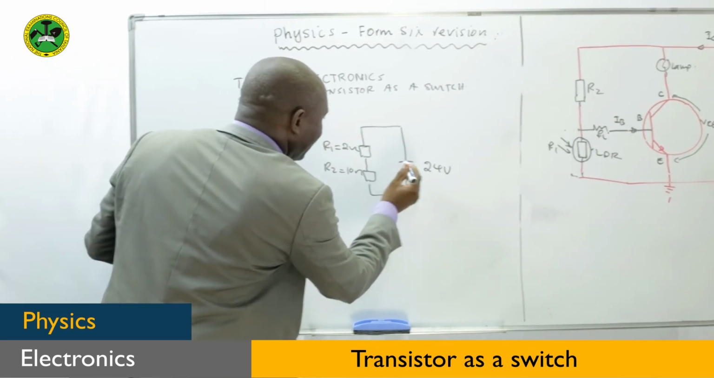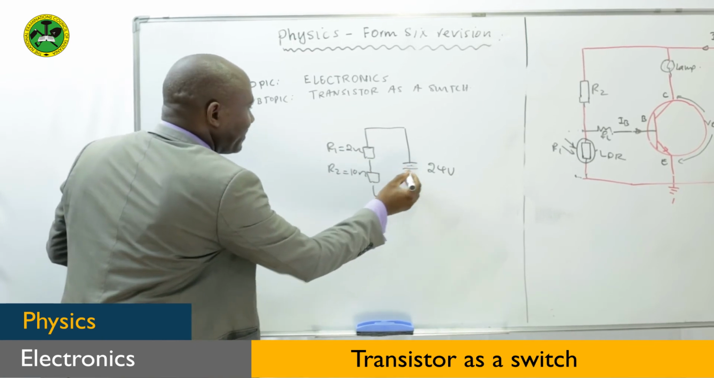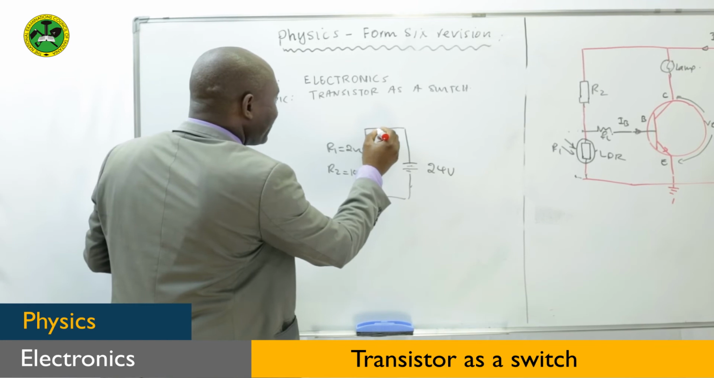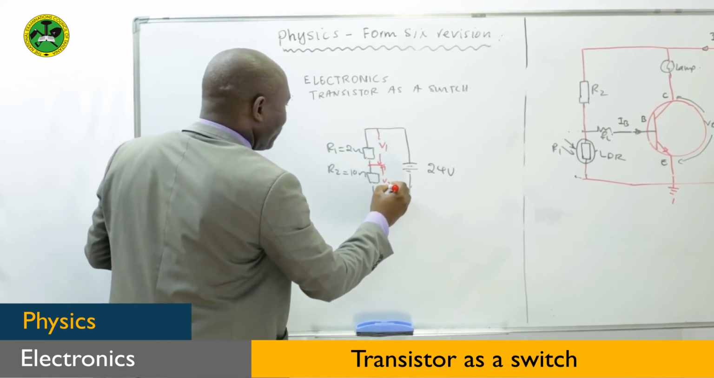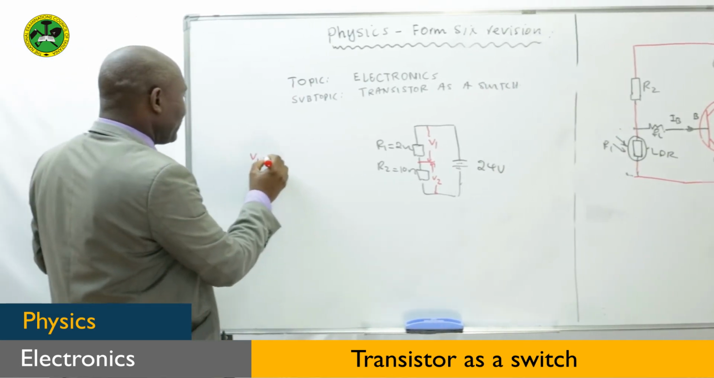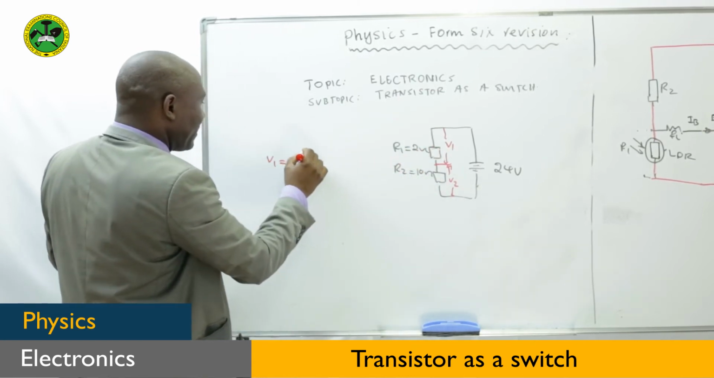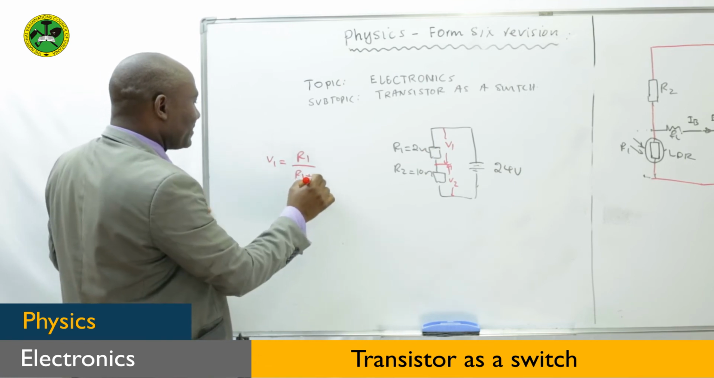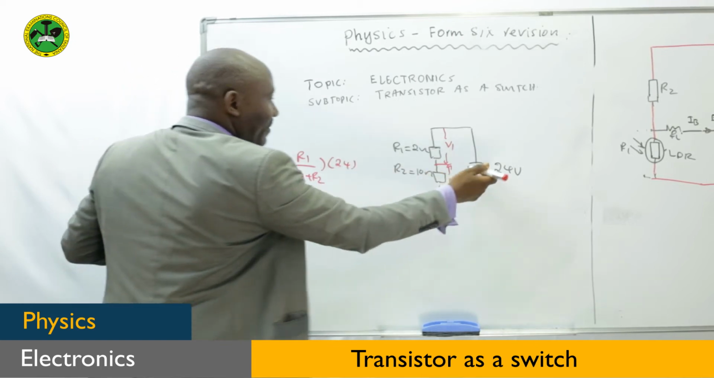So we have this, to know the meaning of the potential divider. Some of the voltage will be produced here. How much has been produced here because of this? Let's take this V1 and this is V2. From the concept of potential divider, we know that V1 equals the voltage across R1. This is R1 over the total resistance, which is R1 plus R2, times the total voltage, which is 24, the supply.